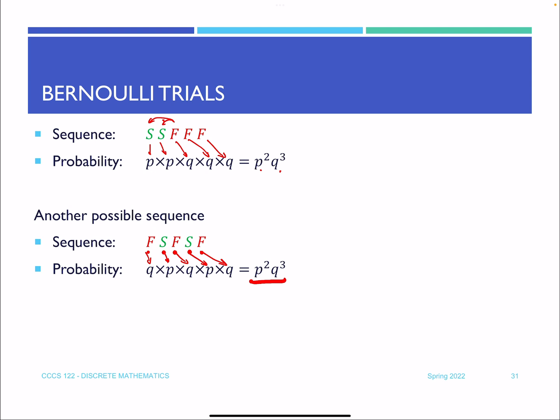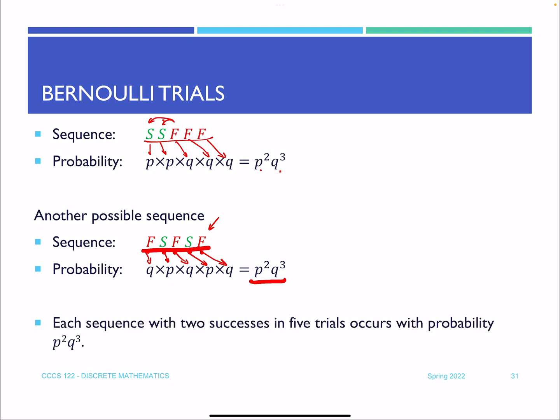So it turns out that in independent Bernoulli trials, it doesn't matter in which order the successes and failures happen. All that really matters is how many times you see successes and how many times you see failures in how many trials. So whether it is this specific sequence or that specific sequence that the two successes show up in 5 trials, the probability of each of these sequences showing up is equal to p squared q cubed.